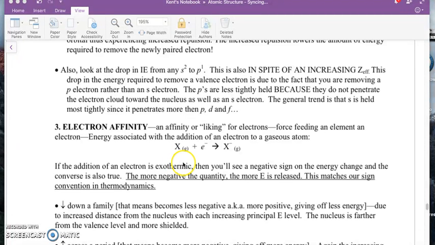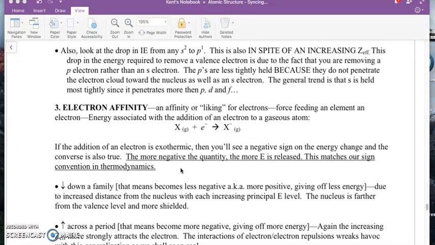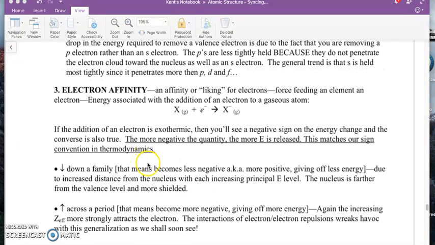In general, the more favorable this is, the more energy that's released. Okay, so the more this wants to happen, the more energy is released. And we'll talk about the trends on the periodic table for this real quick. So electron affinity goes down as we go down the periodic table. Okay, and this is due to increased distance from the nucleus, right? And there's more shielding that happens.